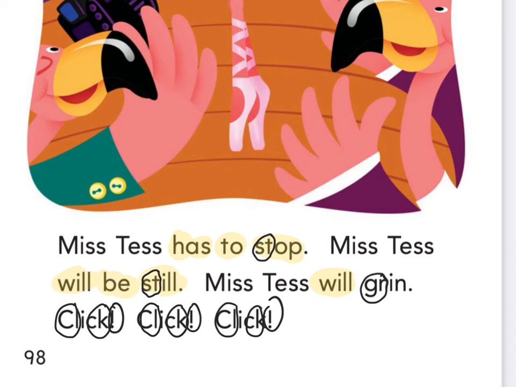So we know Miss Tess. We know Miss Tess again. Then the word is grin and click, click, click. Press pause and practice reading that 3 times to yourself. Then press play when you're ready to read together.